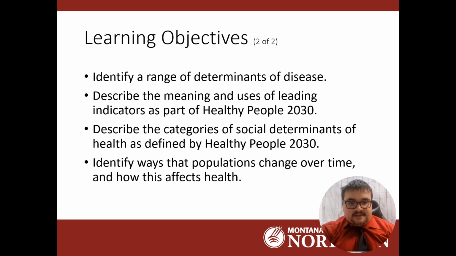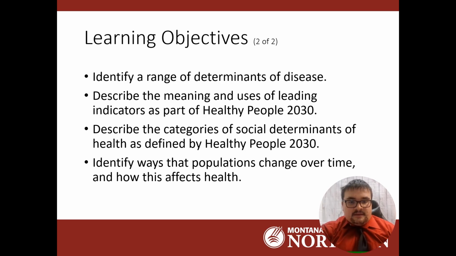All right, we're also going to be talking about the determinants of disease, or the range of factors that contribute to the disease. So these include biological, social, environmental, and behavioral determinants. An example of this can be genetics and lifestyle choices, such as diet and exercise playing a role, as well as social factors like access to healthcare and education.